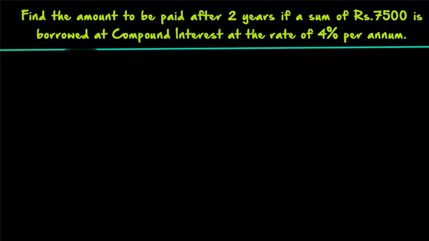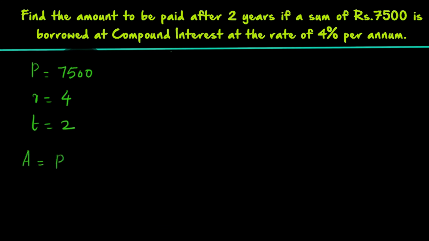Now let's go to question number 1. Here we have to find out the amount. What is given? The principal is given as rupees 7,500, it's being done at compound interest, the rate of interest is given as 4% and time is also given as 2 years. So we have the formula in the case of compound interest. We have a direct formula for the amount.